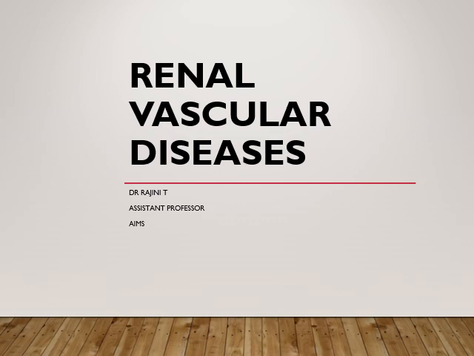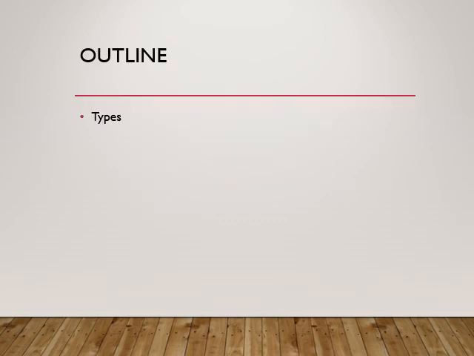I'll be taking classes on renal vascular diseases, obstructive uropathy, hydronephrosis and nephrolithiasis. So for this class, we'll be dealing with the renal vascular diseases. Moving on to the outline of renal vascular diseases, you must know the types and definition of the various types of renal vascular diseases, morphology of each one of them, clinical features, and finally the summary of it.